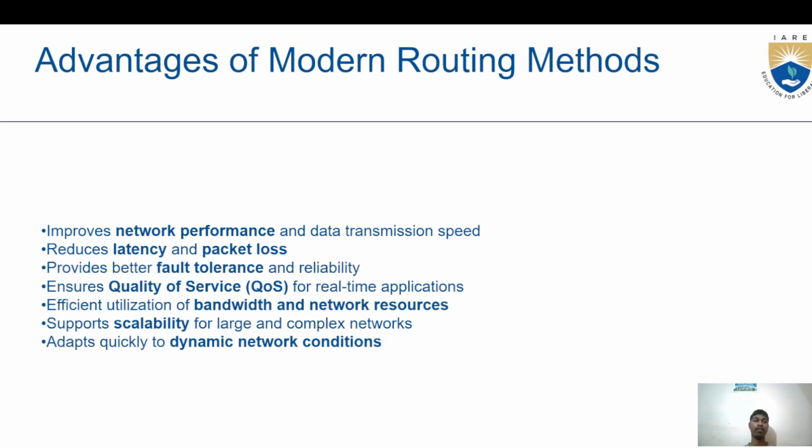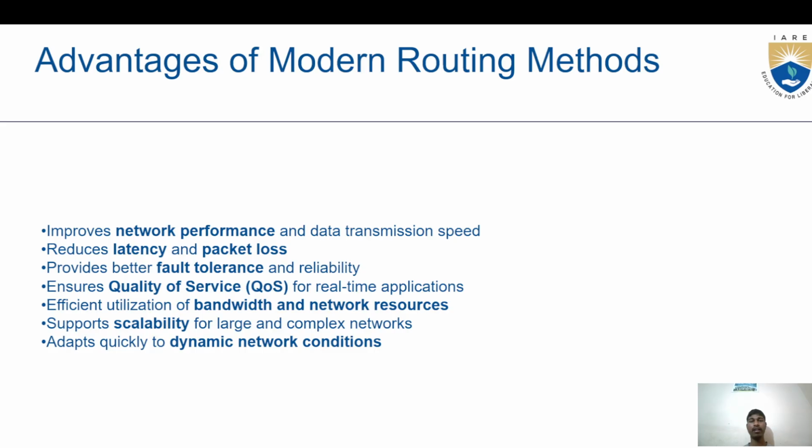Advantages of modern routing methods. There are a lot of advantages. It helps with no buffering, high speed, low latency, and quality of the network. It improves network performance and data transmission speed. As I said earlier, it reduces latency and packet loss. It provides better fault tolerance and reliability. The maintenance and scalability cost may be higher initially, but it can lower the cost compared to traditional routing methods.